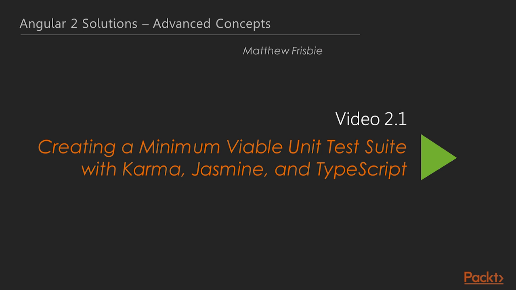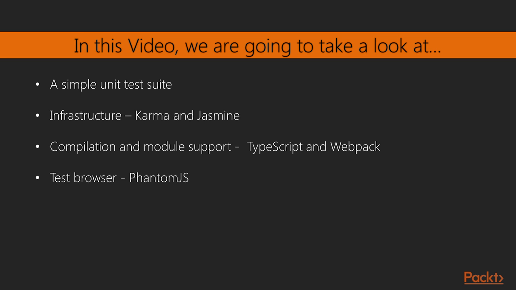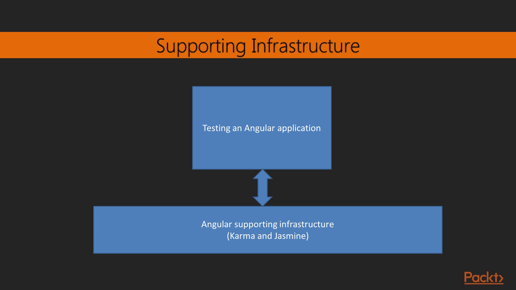Jasmine, and TypeScript. In this video, we will demonstrate how to put together a very simple unit test suite. It will use Karma and Jasmine as the test infrastructure, TypeScript and Webpack for compilation and module support, and Phantom.js as the test browser. Before you jump into the intricacies of testing in Angular 2 applications, it's important to first examine the supporting infrastructure that will make running these tests possible.